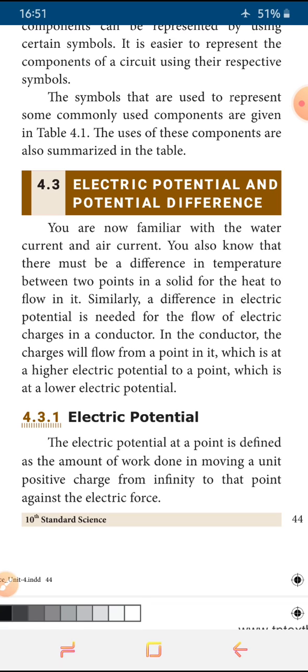This work done is what is called the electric potential. In the answer, you can take this for a 2 mark question: define electric potential. Please, children, mark it in your book using a pencil. Have you understood? Yes.